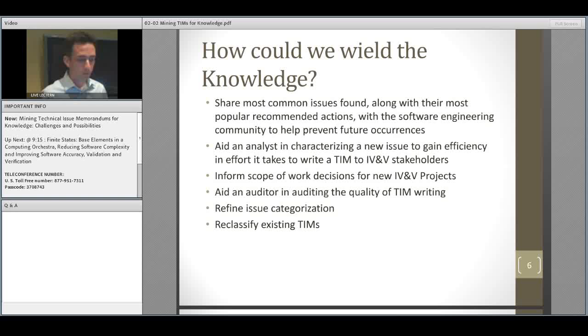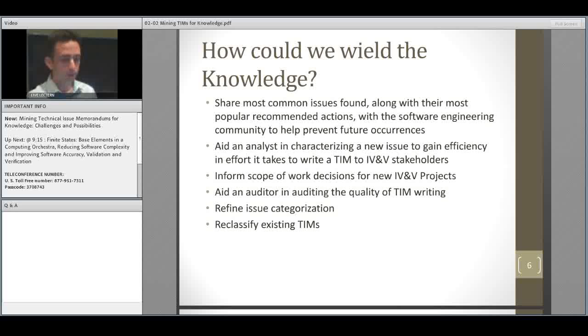We can inform scope of work decisions for new IV&V projects by helping us determine the type of issues that we typically find for projects that are similar in nature to a new project that we're coming on board with. We have a function in our program that audits TIMs that have been written to determine that our TIMs are of high quality, and we can mine TIMs to help that audit process and streamline that as well.